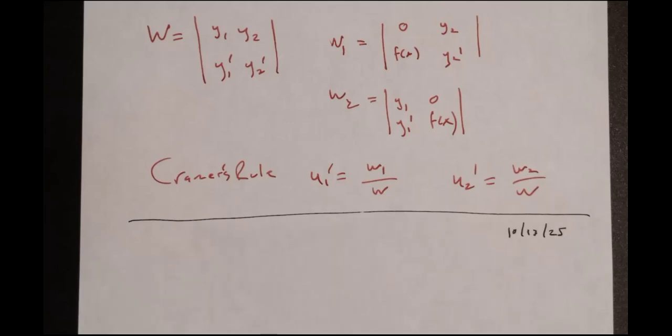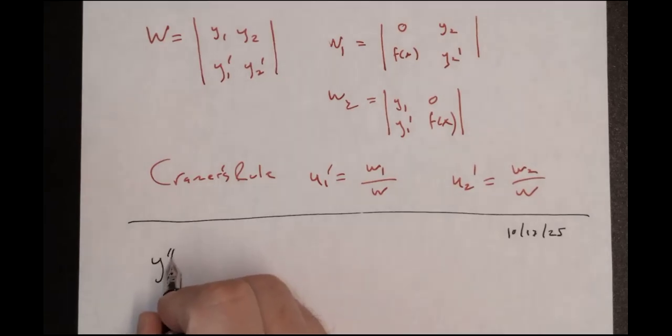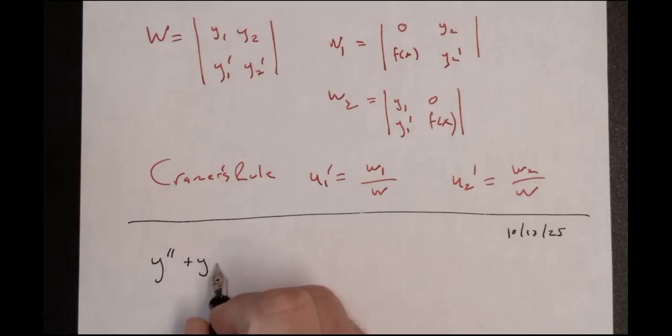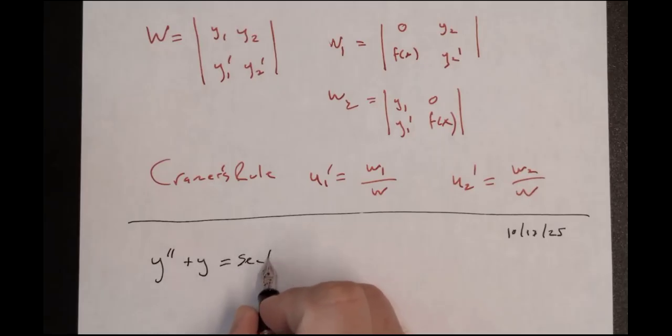So here's what I consider to be a relatively straightforward example. I can't do this by undetermined coefficients. And the reason I can't is because secant is not one of the acceptable trig functions to use undetermined coefficients on. I can only do it with cosines and sines. Well, fine, I've got to do it this way.